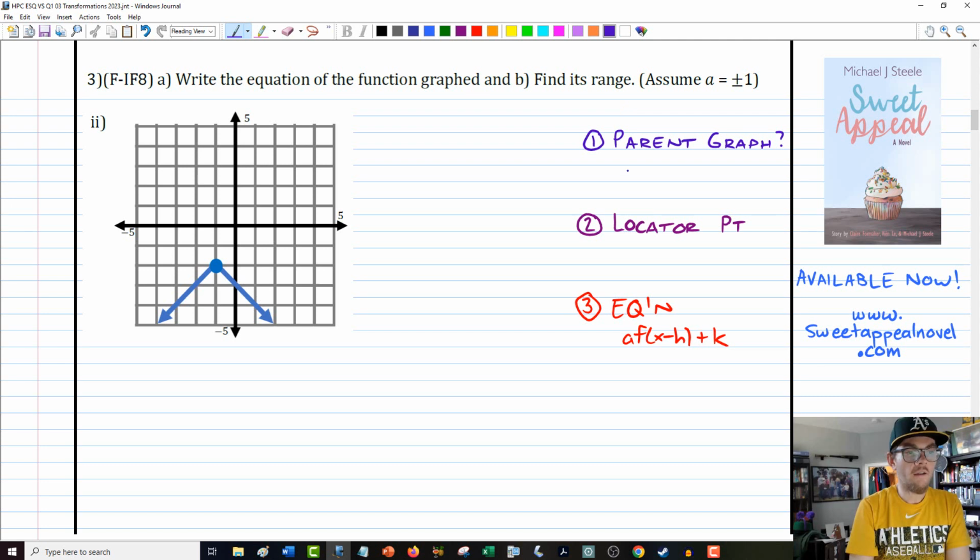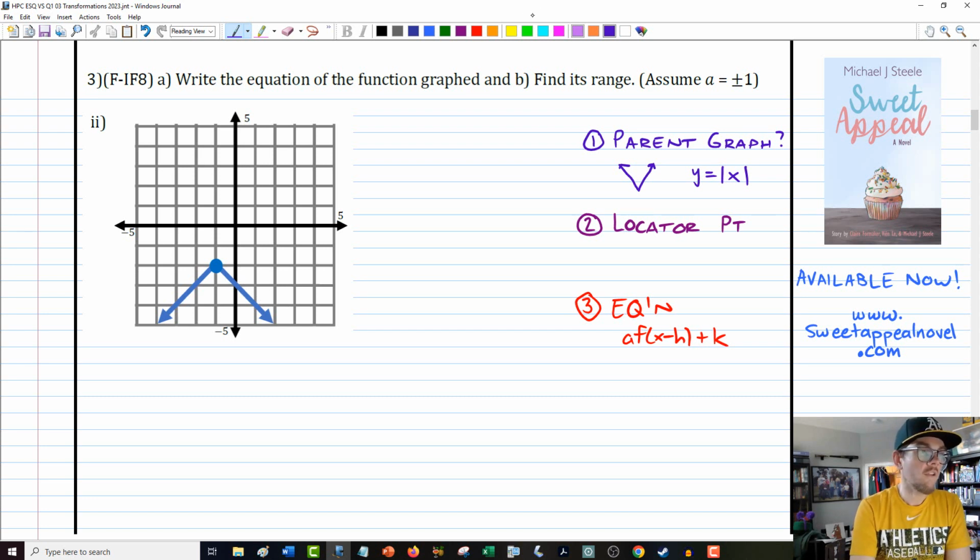So first of all, parent graph. That's all about shape. What shape are we seeing? Well, I noticed that there's a V, and while that does make me think about the Mighty Ducks, D2, D3, a series of movies about not ducks, but hockey players, basically, when I see that V, I think of the absolute value. This looks like the absolute value of x. In fact, we should expect it to be that without any other information.